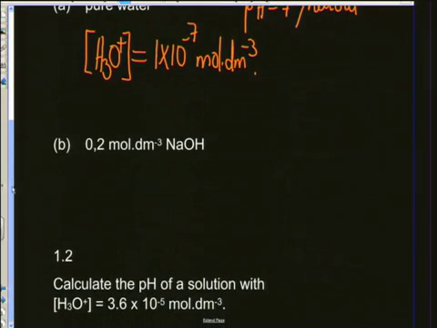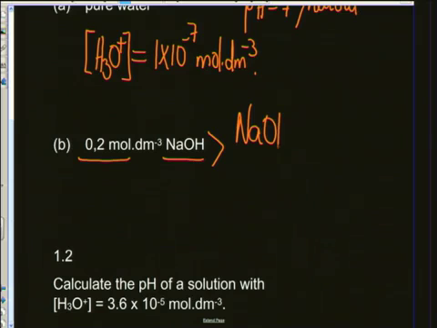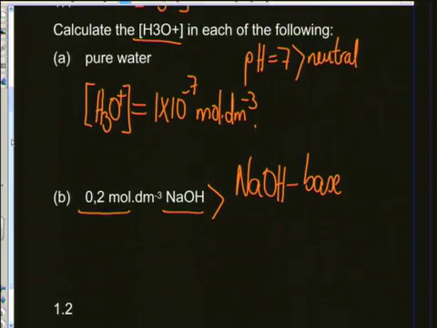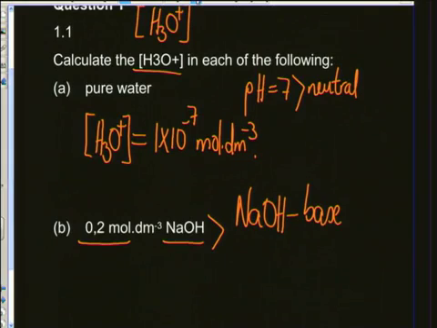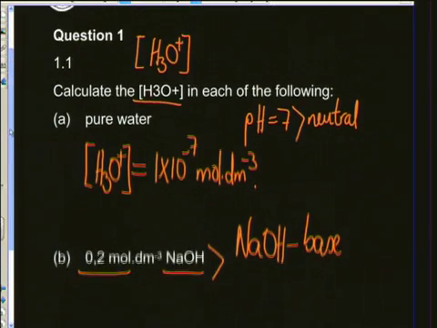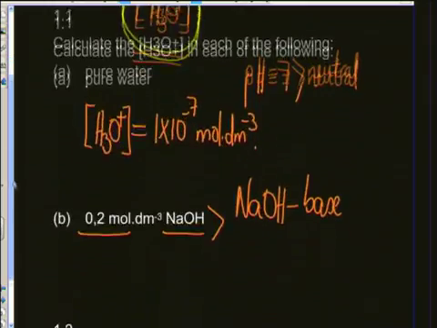Coming to 1.1b, we are to find the concentration of hydronium ions in 0.2 mole per cubic decimeter of sodium hydroxide. Now, you would notice that sodium hydroxide is a what? Is it a base or is it an acid? I can hear you saying it out there that sodium hydroxide is a base. Now, why would I then say find the concentration of the hydronium ions in a solution that is basic?